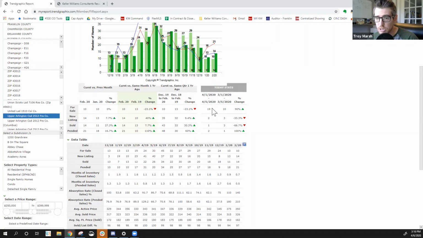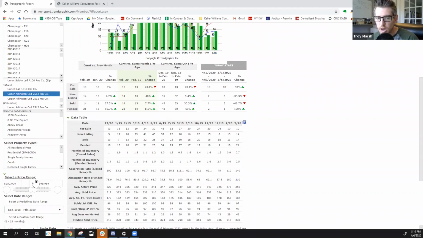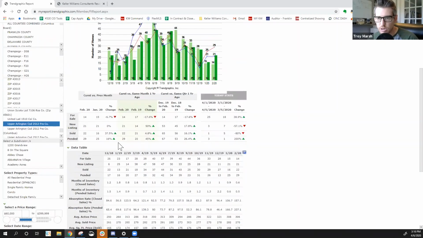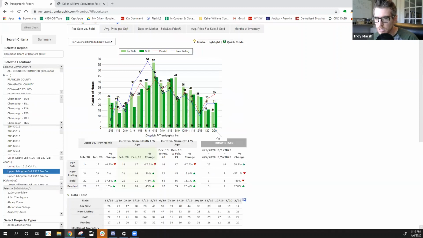There are more for sale. There were more new listings in March versus April. Solds were down, but pendings were up. And obviously this is a tight range, so you may want to open up the price range a little bit in a situation like this, just to see what the whole market is doing. But that's a pretty good sample size though, I would say, when you're looking at having 20 listings. That's still a pretty good sample size.